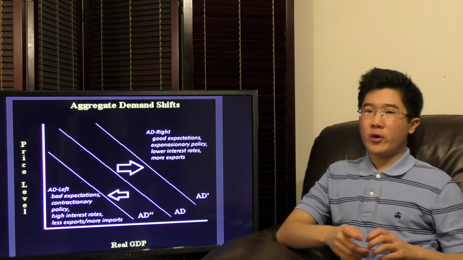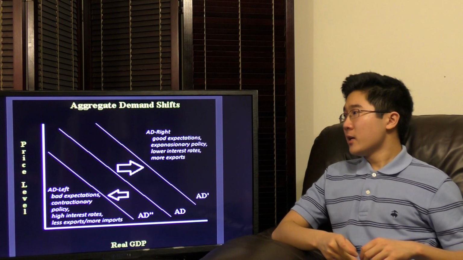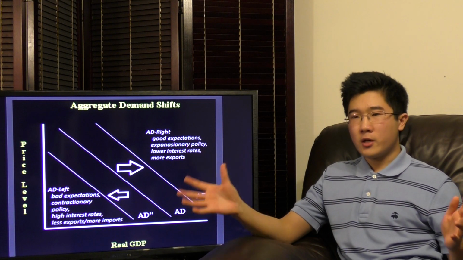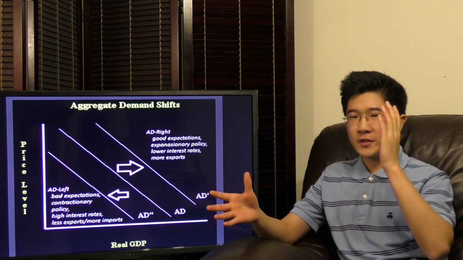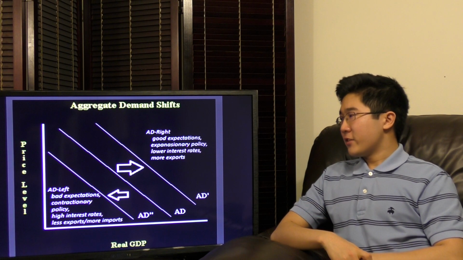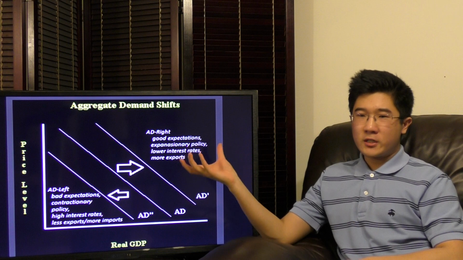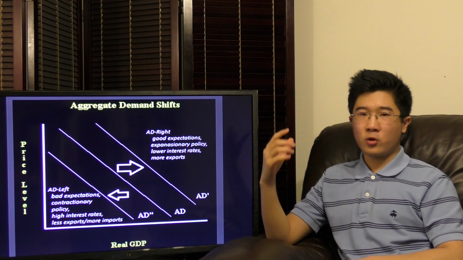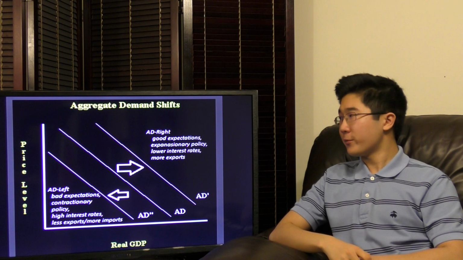The second part of the lesson is a shift of the aggregate demand curve. Now, shifts of the aggregate demand curve are caused by external factors not related to price level. The movement along the aggregate demand curve is caused mainly by price level. So what causes the aggregate demand curve to shift right? If the aggregate demand curve shifts right, this means that at every price level, quantity demanded increases from the old aggregate demand curve.